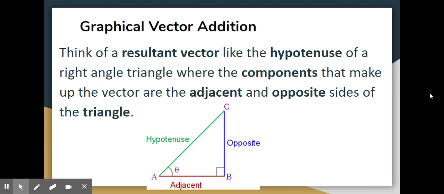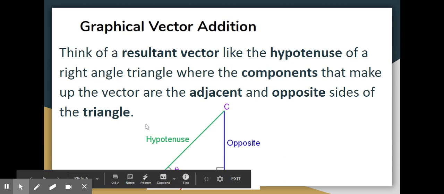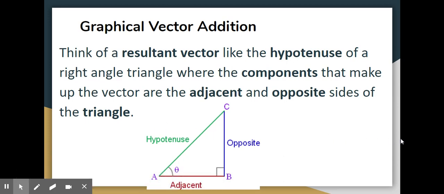Okay, so think of a resultant vector like the hypotenuse of a right-angled triangle, where the components that make up the vector are the adjacent and the opposite sides of the triangle. So you can see here we have our hypotenuse, and that would be our resultant. And then we have an opposite side and adjacent side. These two sides we call the components.